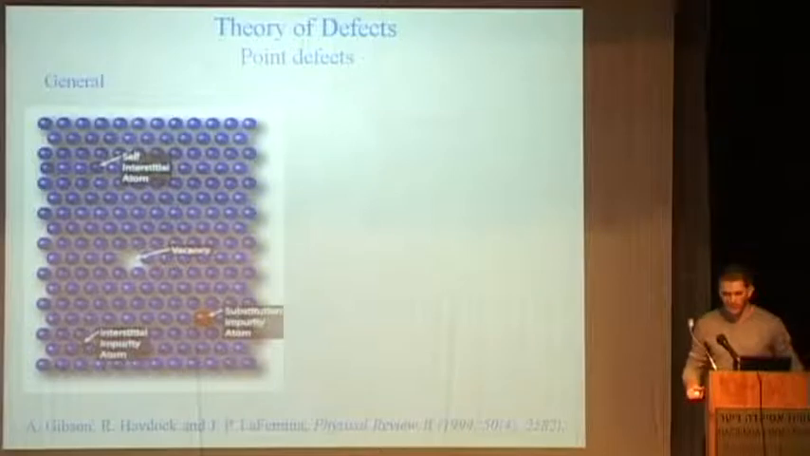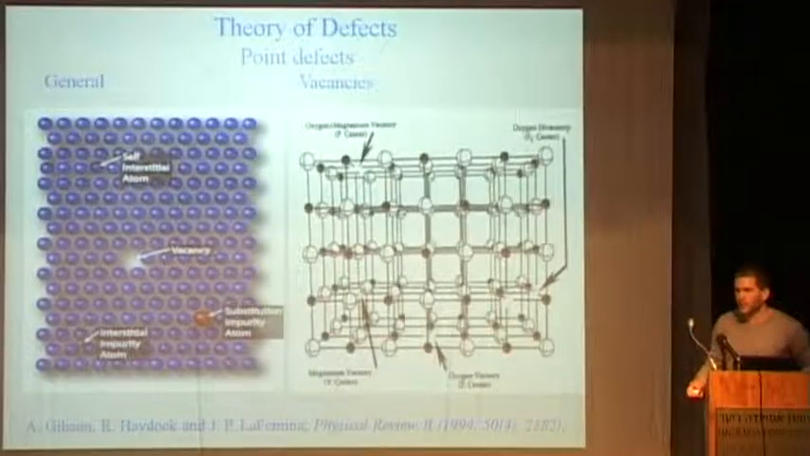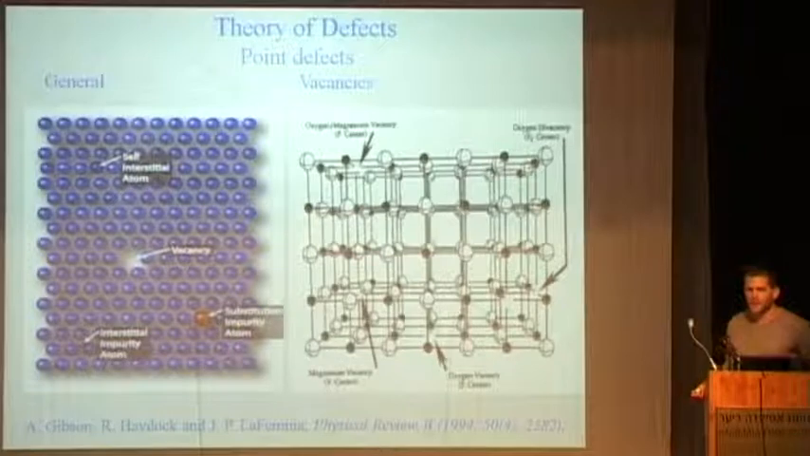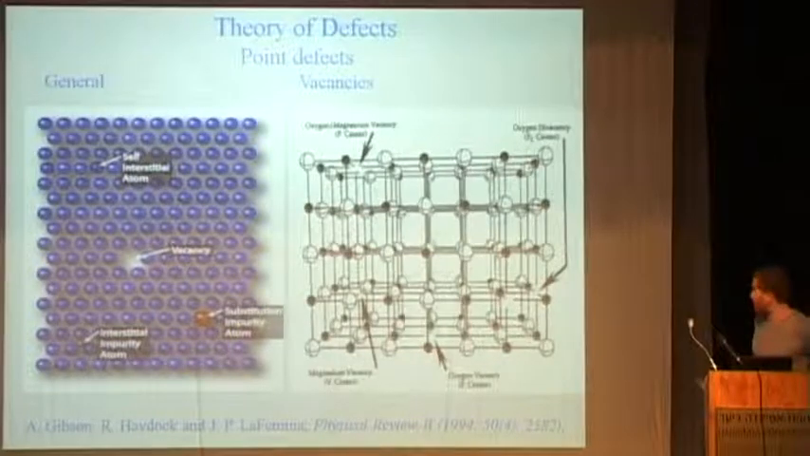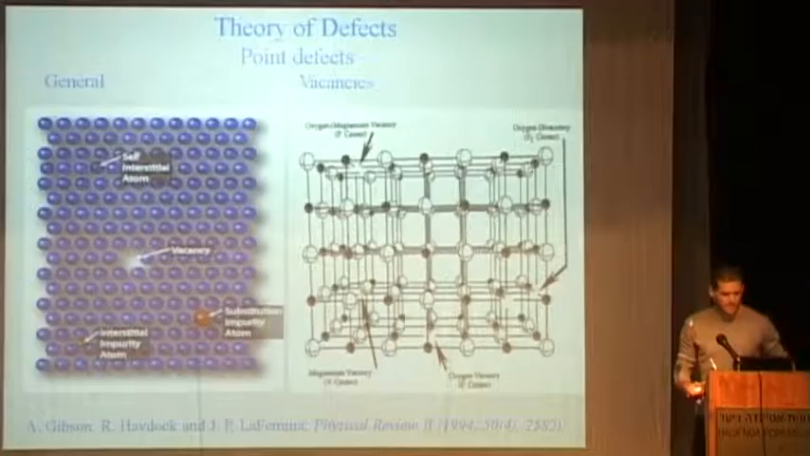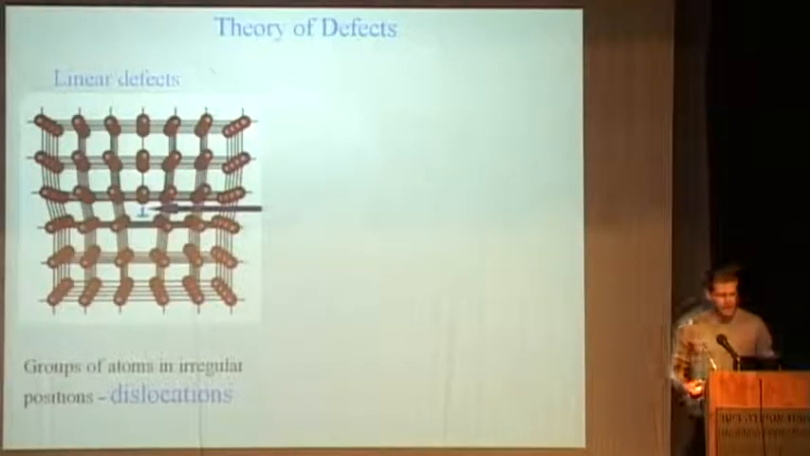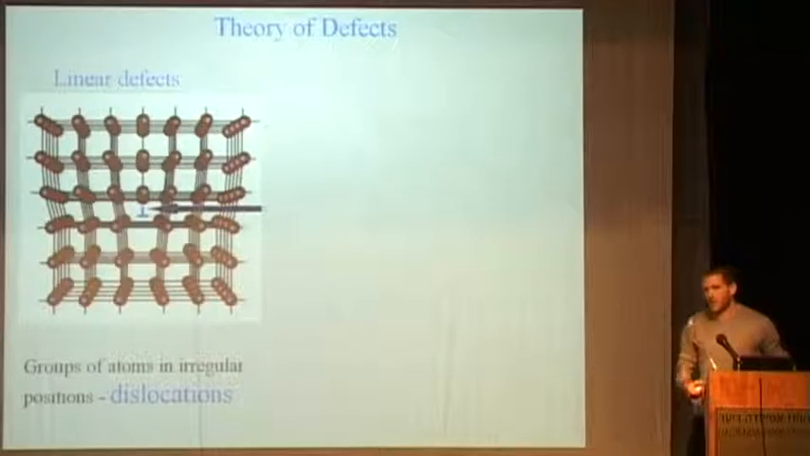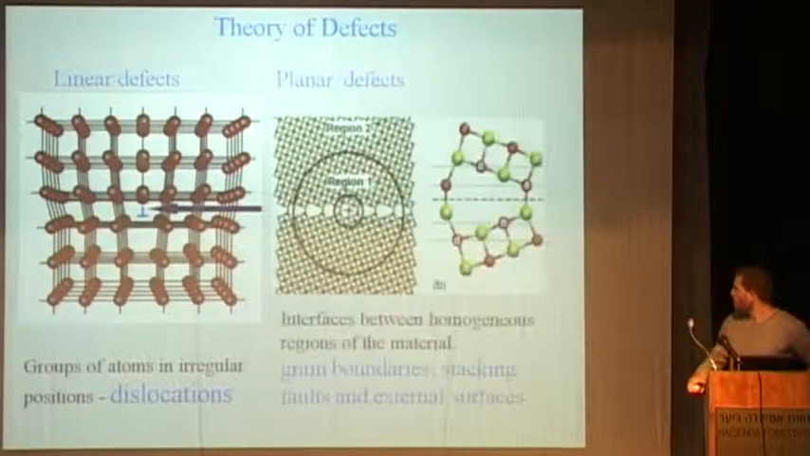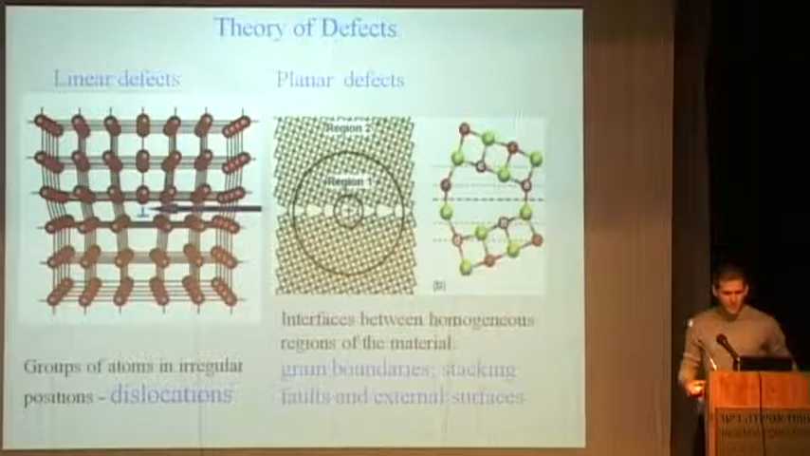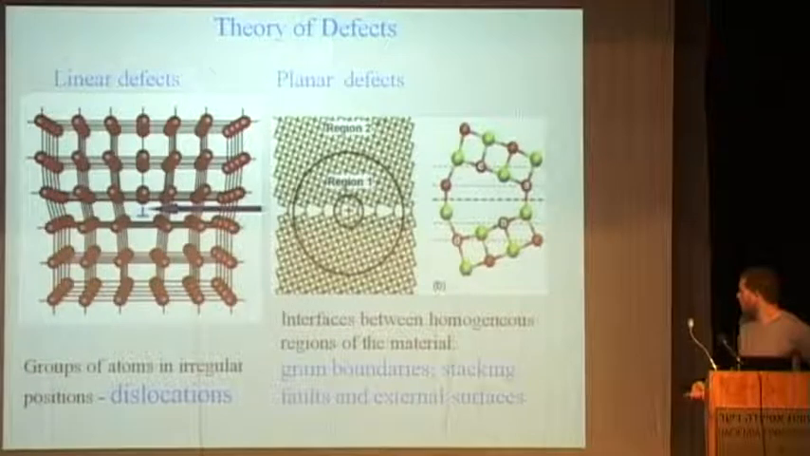When we are looking at magnesium oxide, you can see that we have a number of vacancies. A vacancy is an absent atom. You see that we have a P center, which is the absence of magnesium and oxygen. You have an F center, which is an oxygen vacancy, and a magnesium vacancy called a V center. Another type is linear defects, which are groups of atoms in irregular positions, often called dislocations. The third type are planar defects, which are the interface between homogeneous regions of the material, often referred to as grain boundaries.